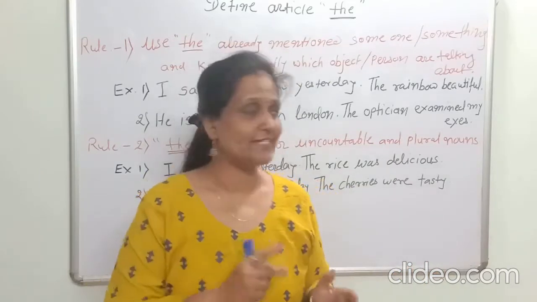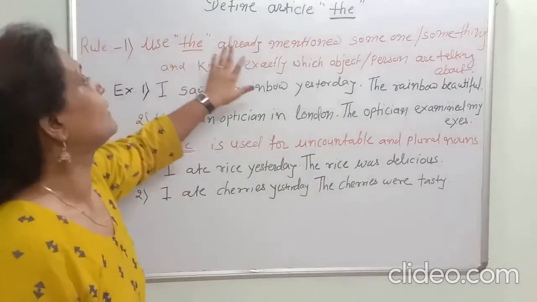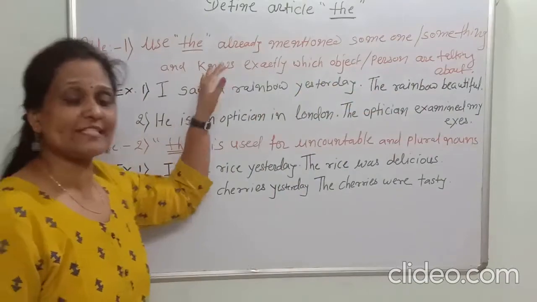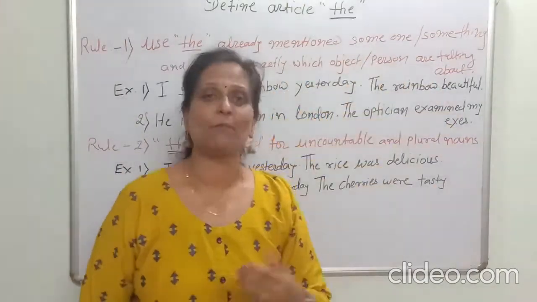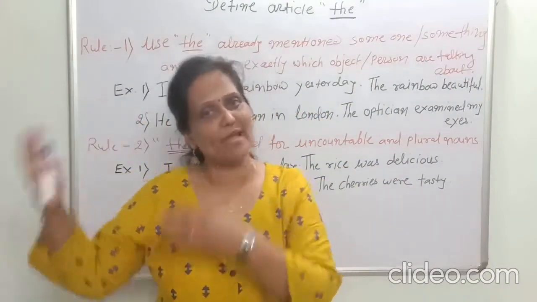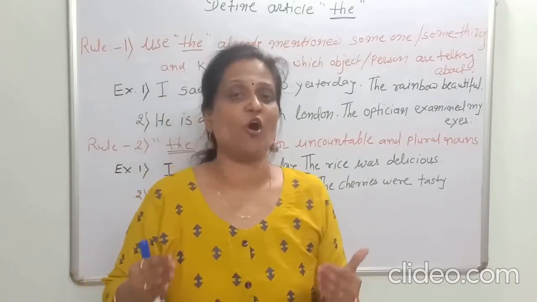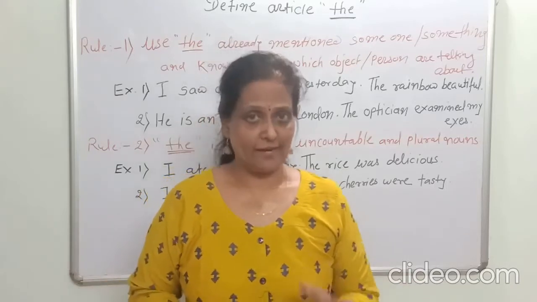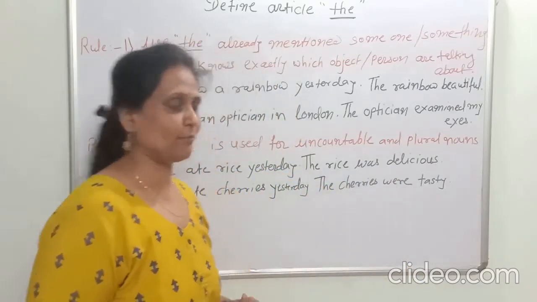Okay, so let's see the first rule. Use the when someone or something is already mentioned and you know exactly which object or person you are talking about. It means that object, that noun, was already mentioned earlier and we know what we are talking about, which object, something, someone, or person. So we have to use the. For example, I will explain with an example.